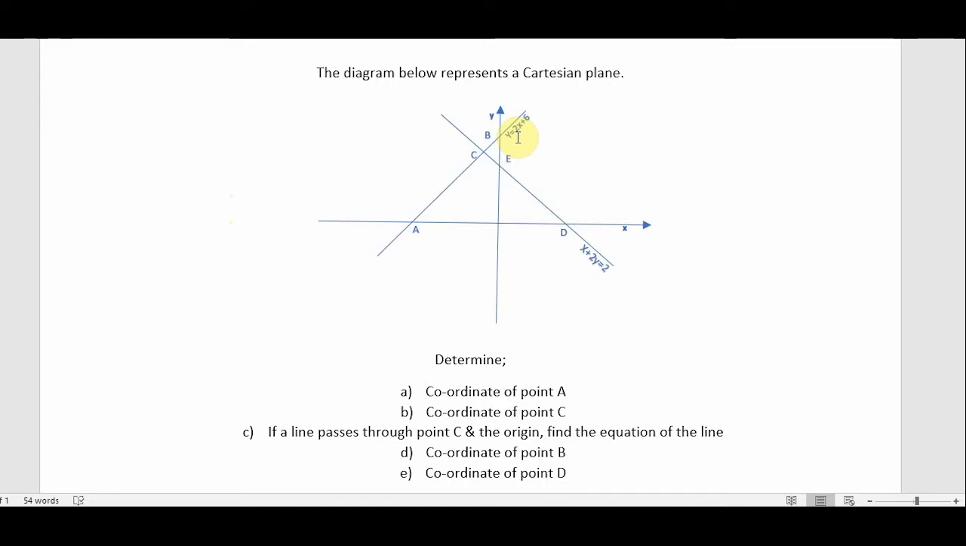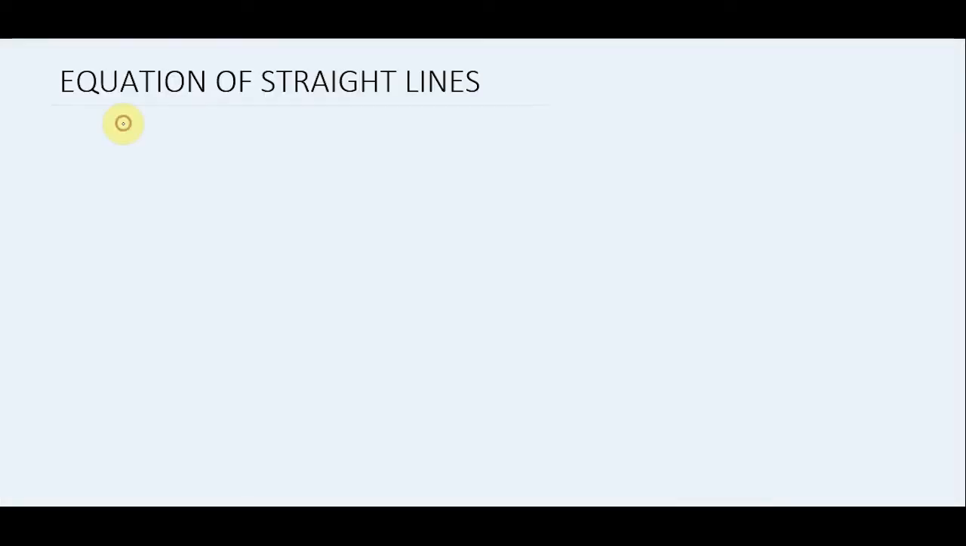The diagram below represents a Cartesian plane. Determine A, the coordinate of point A; B, the coordinate of point C; C, if a line passes through the point C and the origin, find the equation of the line; D, the coordinate of point B; and E, the coordinate of point D. We shall start with A, the coordinate of point A, where the line passes.